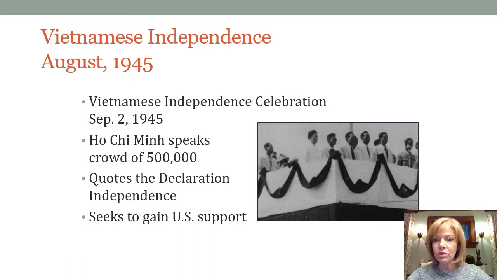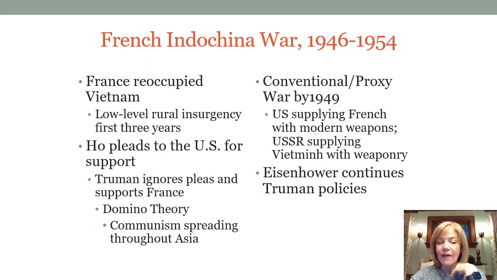He even quotes the Declaration of Independence, right? Because he equates their independence to the independence of the United States against England. And they're seeking our support, believing that we are allies in this independence movement. Okay, so after World War II, France comes back into Vietnam and reoccupies the territory, believing that it's back to normal. There were some low-level insurgencies that happened, but initially there wasn't much of a warfare, right?